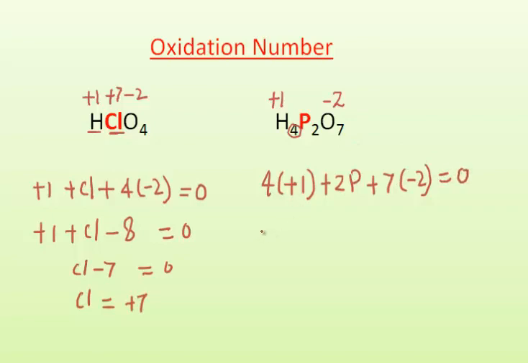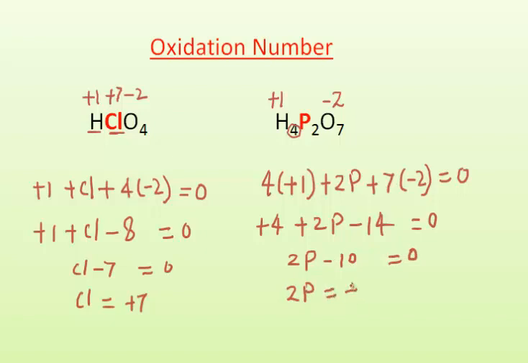Now we do the calculation further. We have plus 4 plus 2 phosphorus atoms and 7 × 2 = 14, we get minus 14 is equal to 0. Plus 4 minus 14 is equal to minus 10. Here we have 2P minus 10 is equal to 0. We can transfer minus 10 to the right side, we get 2 phosphorus atoms is equal to plus 10. You can divide plus 10 by 2, 2 × 5 = 10, we get the phosphorus atom is equal to plus 5. Well, the oxidation number of the phosphorus atom in this compound is plus 5.